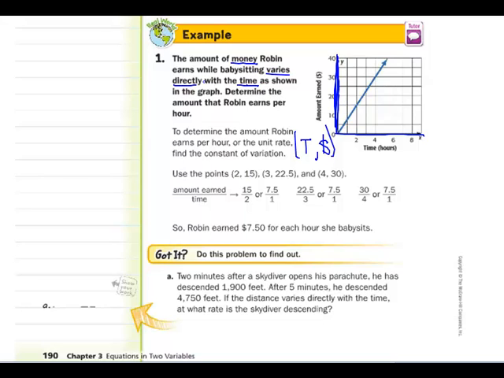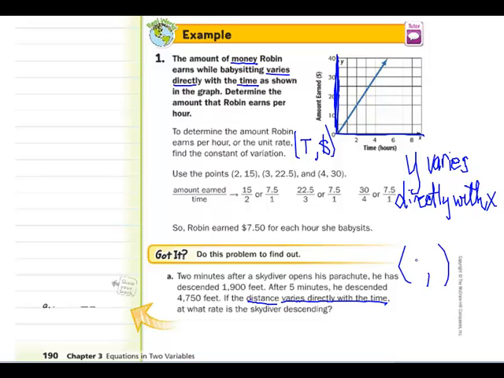So money varies directly with time. Usually they will say y varies directly with x. So y varies directly with x. Usually it's opposite. So if it says the distance varies directly with time, that means distance is actually our y, instead of our xy coordinate here. If distance varies directly with time, we're talking about distance on this side and your time on this side.